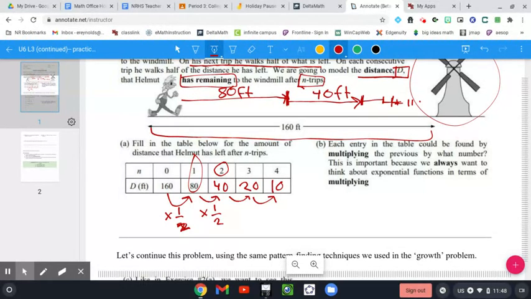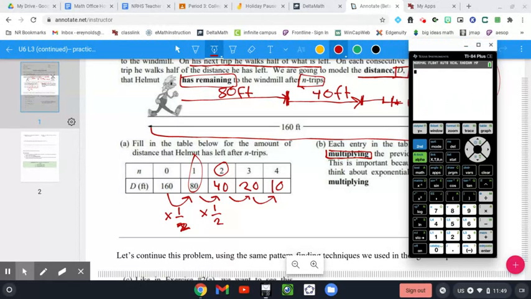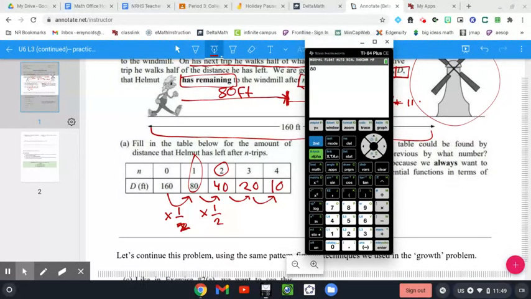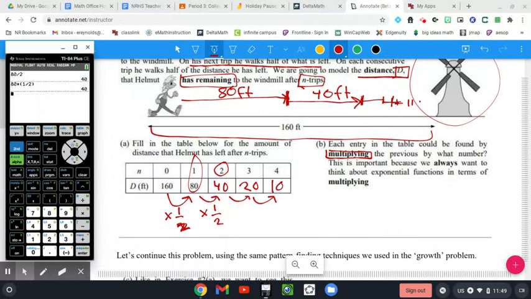But when we're talking about developing a pattern here, it is much more convenient for us to talk about multiplying. So instead of dividing by 2, we can think of that as multiplying by 1/2. Those are really the same thing. Look, 80 divided by 2 is the same thing as 80 times 1/2. Either way, we get 40. So we're going to think of this as multiply by 1/2 each time.